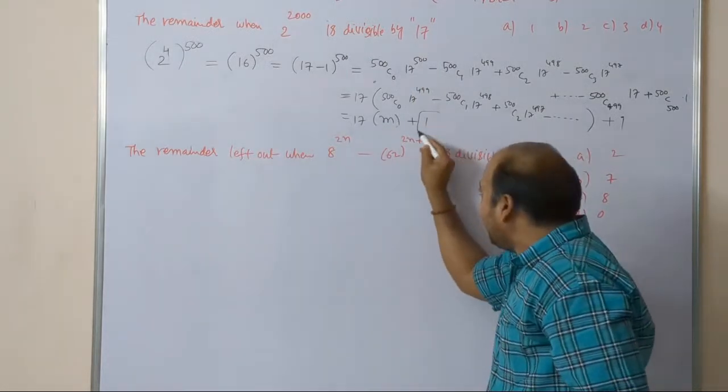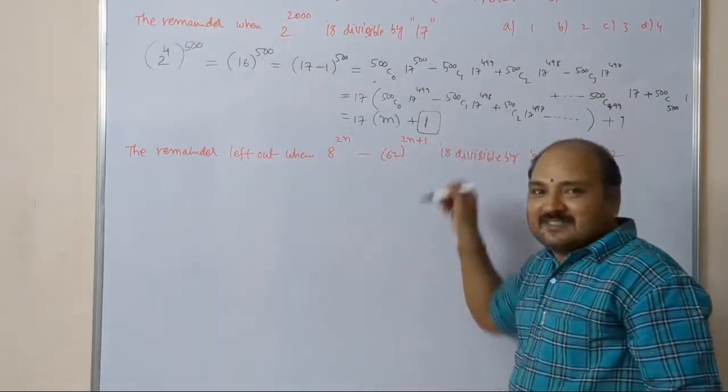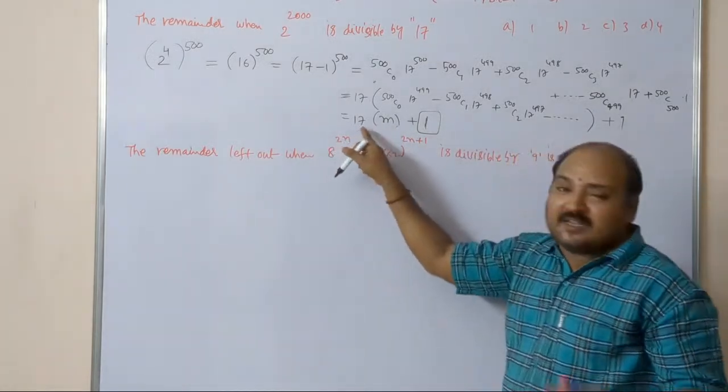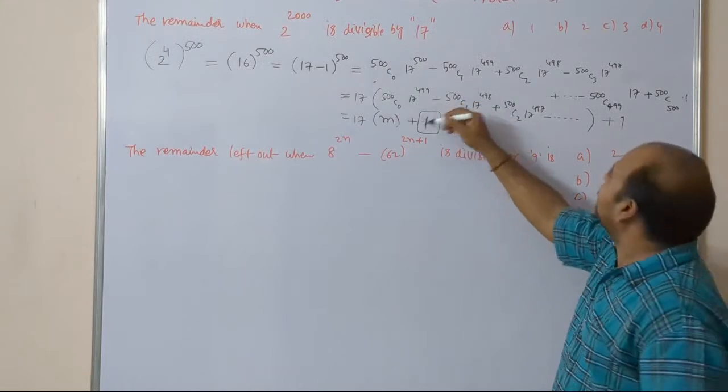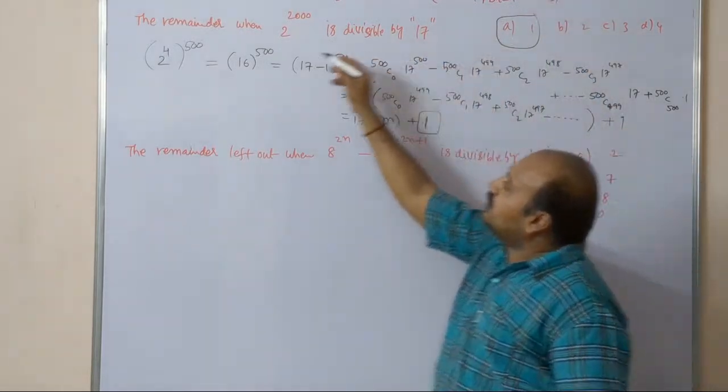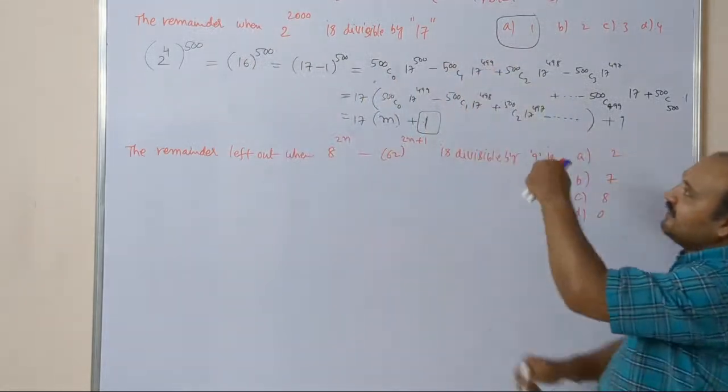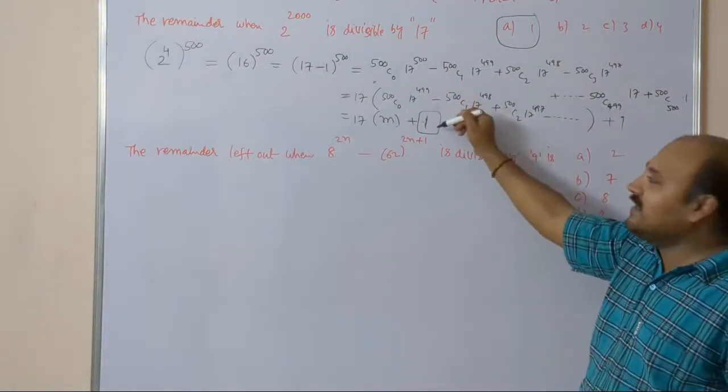What is the remainder here? What value did we get? This is called the remainder. After dividing by 17, we are getting one extra term, that is the value 1. This one is called the remainder. So the remainder when it is divided by 17, we got it as 1. So the answer is 1.